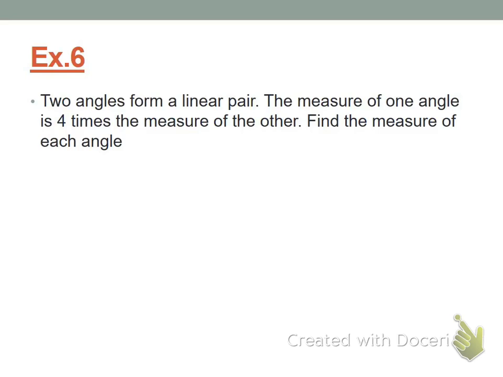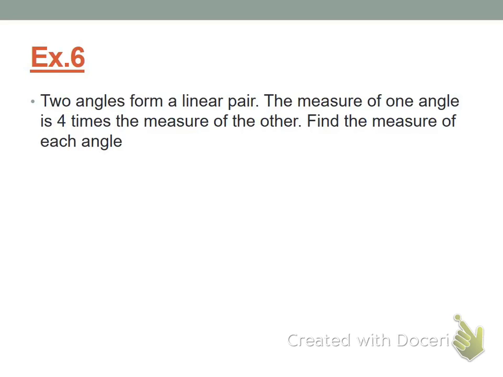Number 6, two angles form a linear pair. That gives us a lot of information right away. The measure of one angle is 4 times the measure of the other. Find the measure of each angle. If our angles form a linear pair, what does that mean about their measures? They don't have to be the same. They could be. They add up to 180.